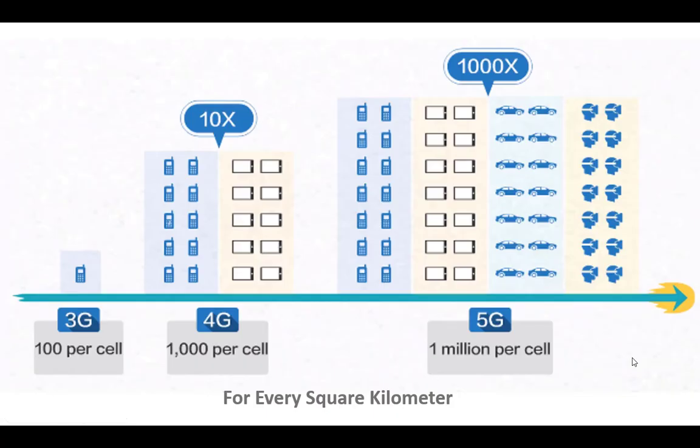Here is a picture of the 3G, 4G and 5G networks. In 3G, we have 100 cells per square kilometer. But in 4G, the number of cells increases. It goes to 1000 cells per square kilometer. But in 5G, we have a massive amount of connection. We have 1 million connections per square kilometer. Means we can connect each and everything in 5G technology. We have a massive connection, a large amount of connections.